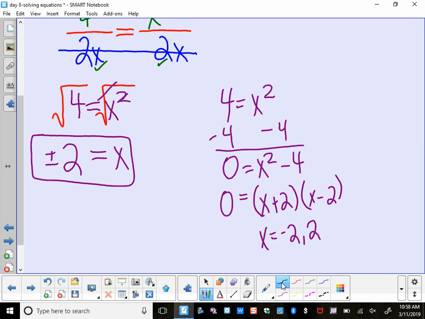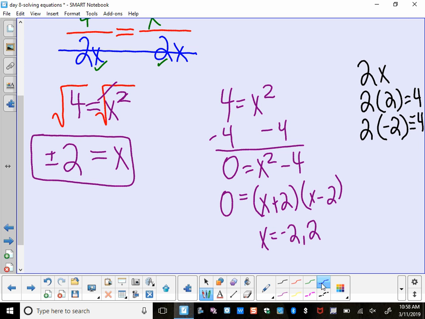But we have to check. My LCD was 2x. So my first x was +2. My second x was -2. Will either of these give me 0 if I multiply? No. I get +4 and -4. So both of these answers work. Put check marks. So far, so good?